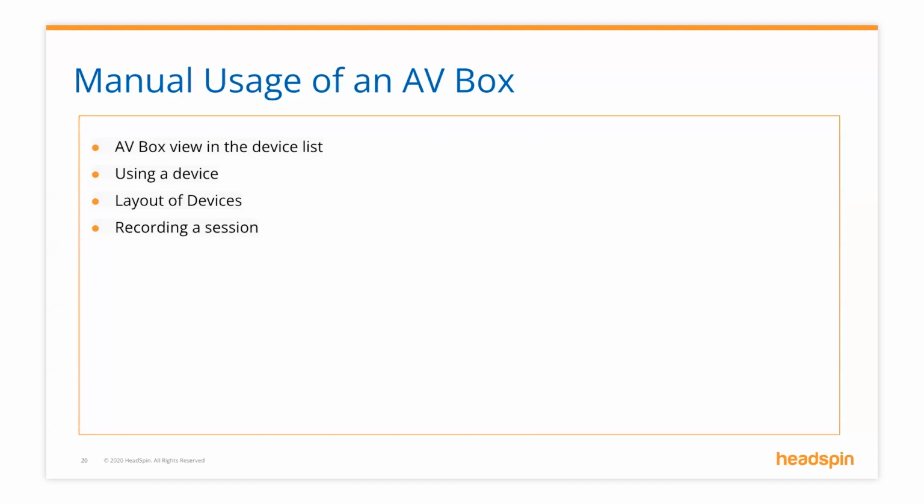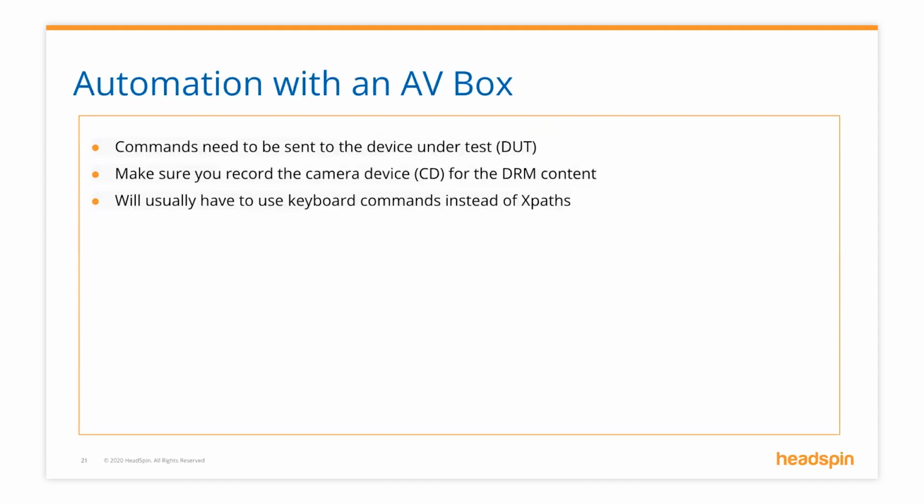However, the one thing to keep in mind if you're going to do some sort of DRM content is that if you record on the device under test, we won't be able to see the DRM content. So the important thing is to make sure that you're either recording on both, or if you just care about viewing that DRM content, then you just record on the camera device. All that will also be true for automation with regards to which one you want to capture the session on.